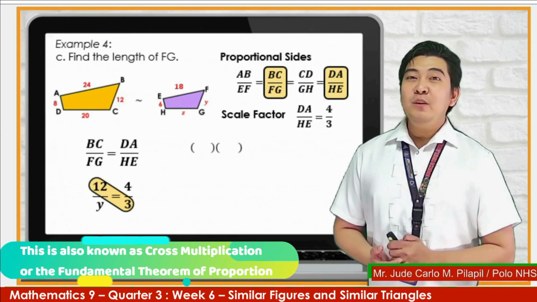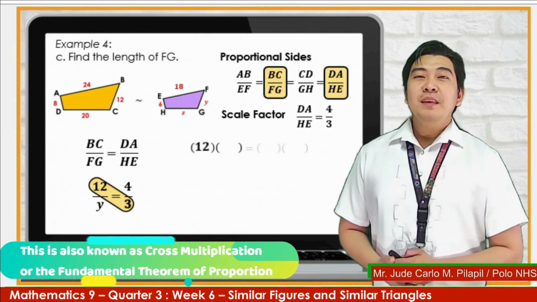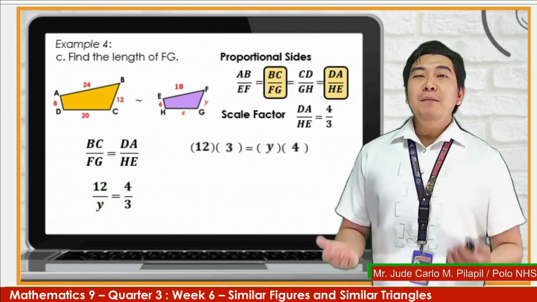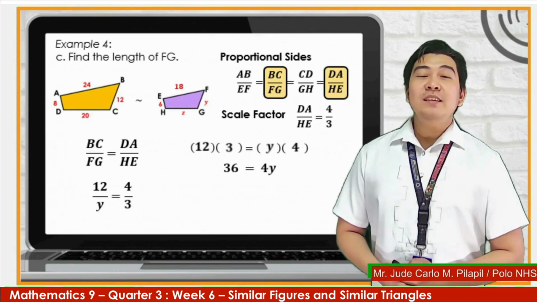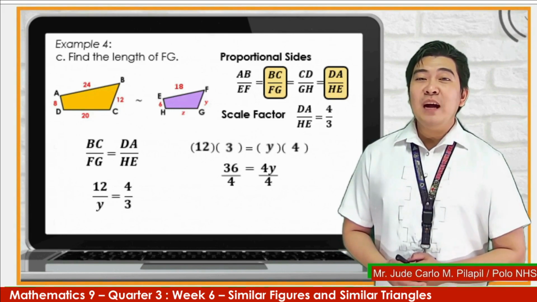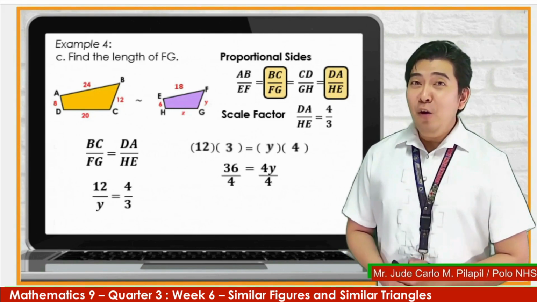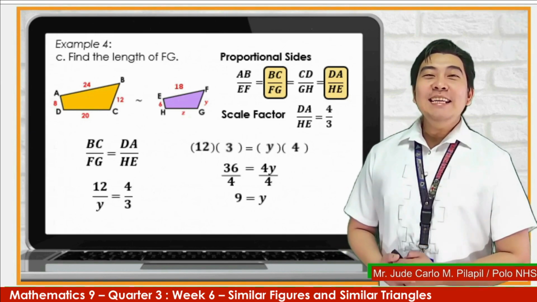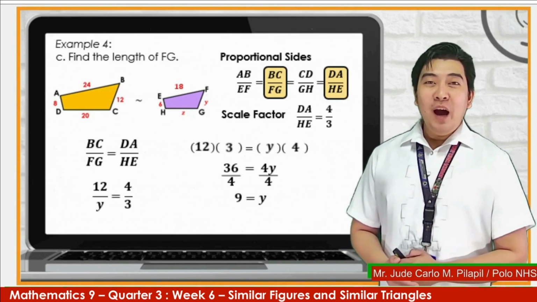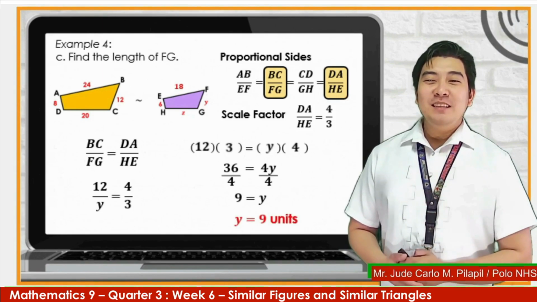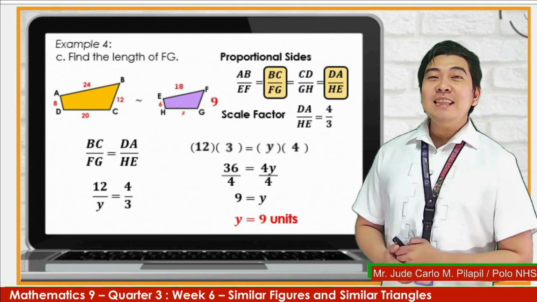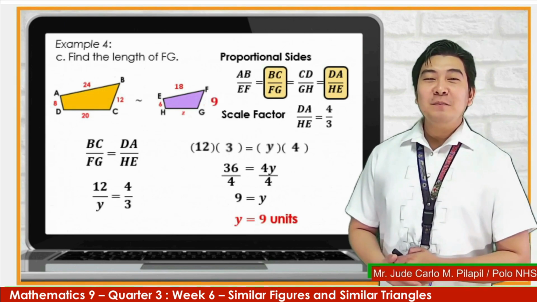Applying the means and extremes theorem, 12 times 3 must be equal to the product of y times 4. By multiplication, we have 36 is equal to 4y. Divide both sides by 4 for us to get the value of y. The result is now very good. 9 is equal to y. By symmetric property, we obtain the value of y, which is equal to 9 units. Since y stands for the length of FG, therefore we can say that FG measures 9 units.